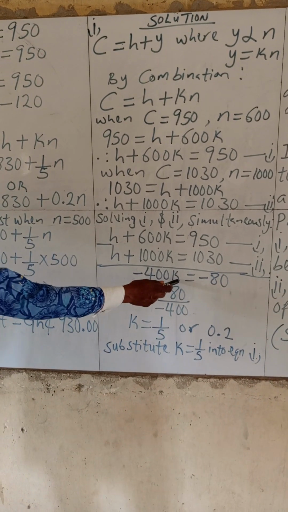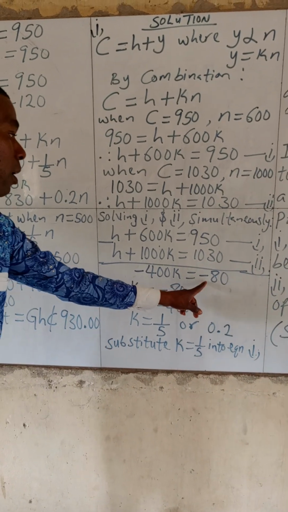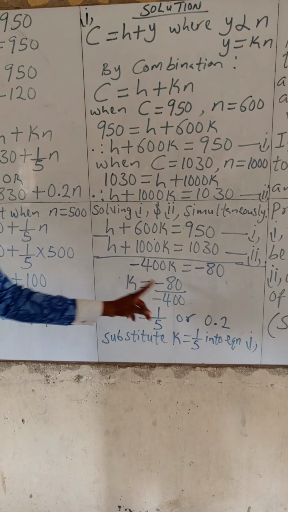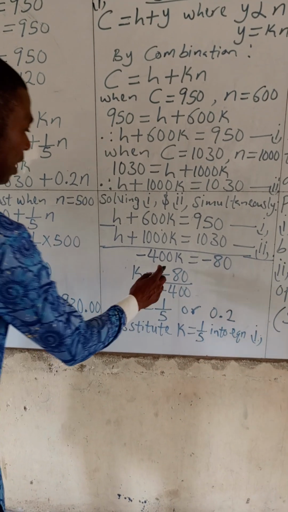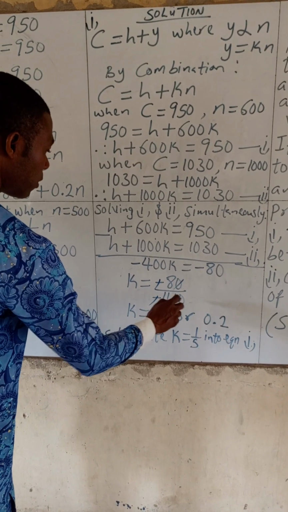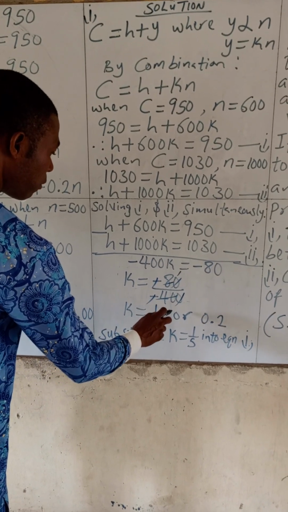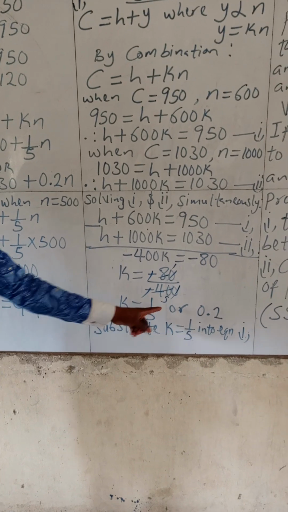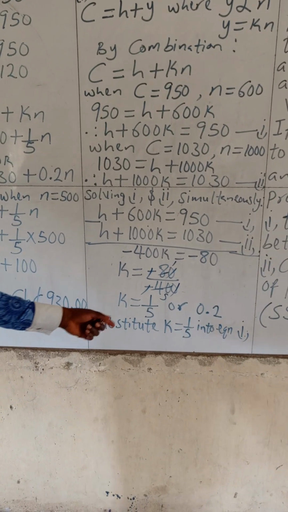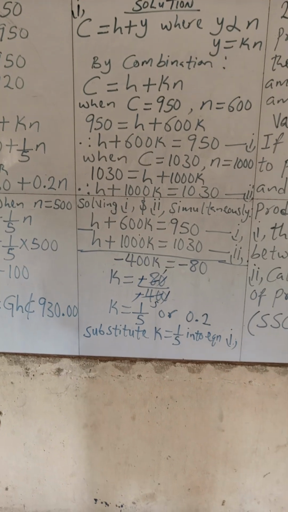So to find K, we divide both sides by minus 400. So we have minus 80 divided by minus 400. Minus cancels minus, 0 cancels 0, and 8 in 40 gives us 5. So K equals 1 over 5. Or if you use a calculator to divide, 1 divided by 5 gives us 0.2.